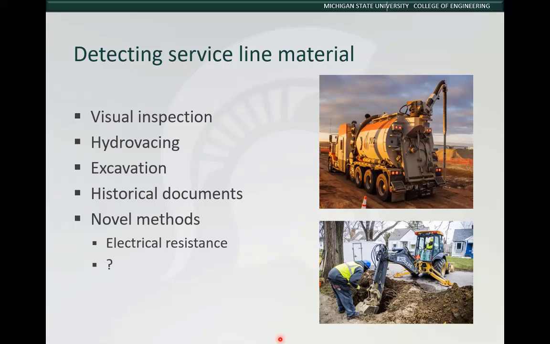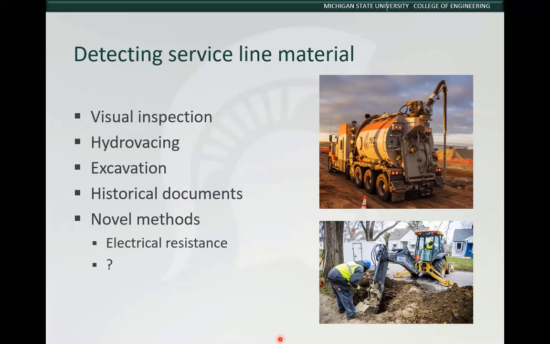You can excavate, but that actually is expensive. It's extremely disruptive because you're excavating the entire front lawn, basically. We can look at historical documents. Fortunately, those are not very accurate. Under the federal lead and copper rule, cities and utilities were required to maintain those. They were supposed to computerize those. For instance, in Flint, there was something like 60,000 index cards in a filing cabinet, none of which had been maintained.